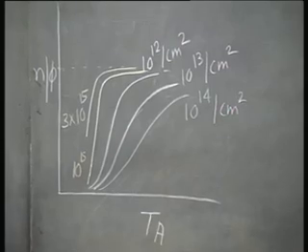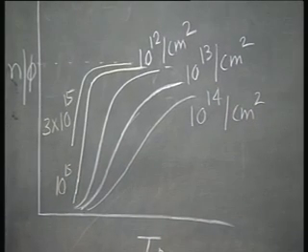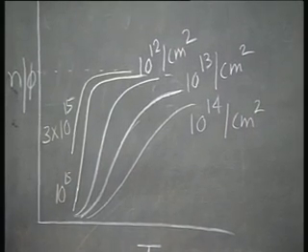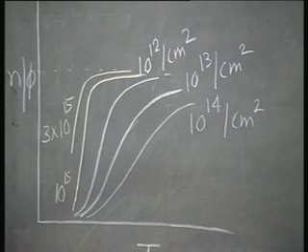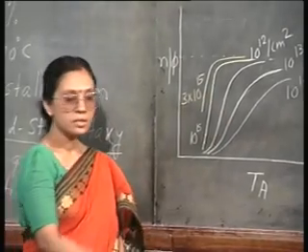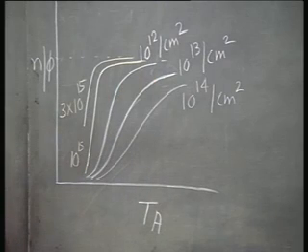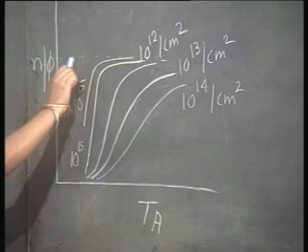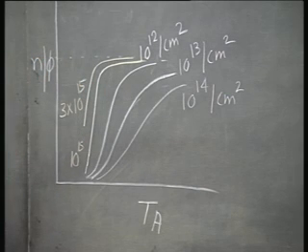So, look at these curves properly. What is happening? I started from a very low dose, 10 power 12 per centimeter square, and I see that as the temperature increases, the carrier activation increases till eventually at a point it acquires full activation, or let us say 90% of activation. This line corresponds to full activation, we will say.